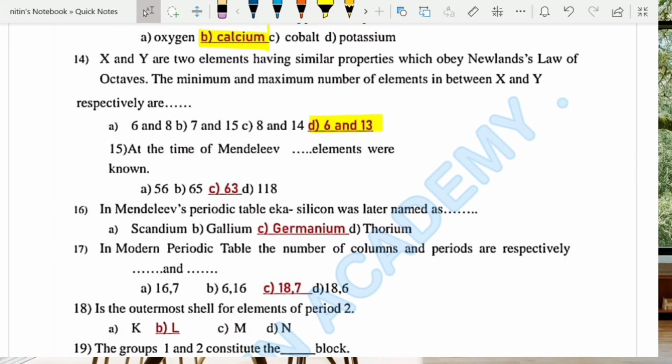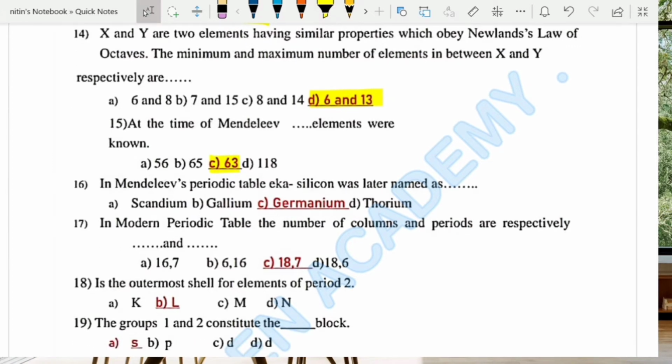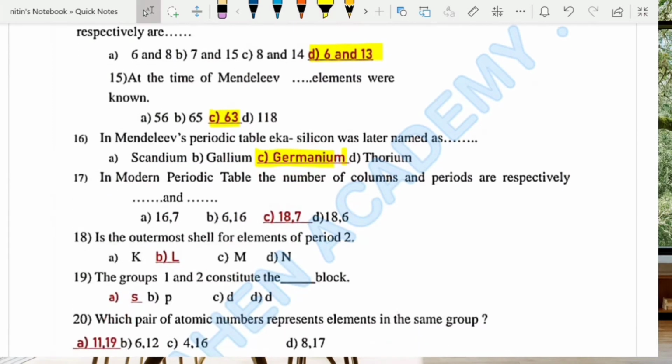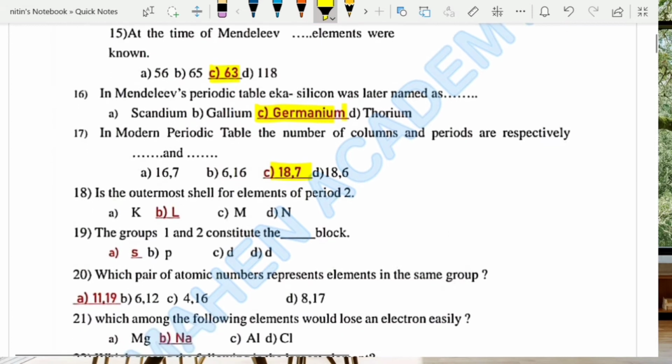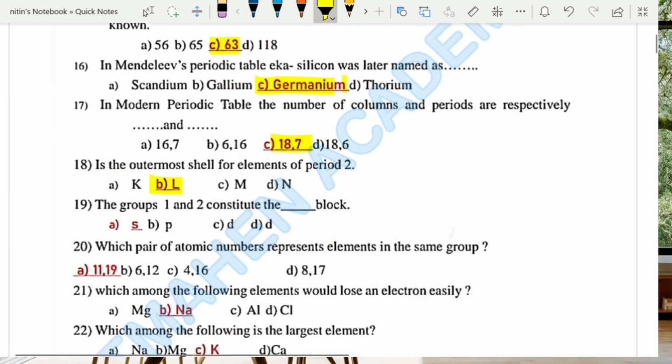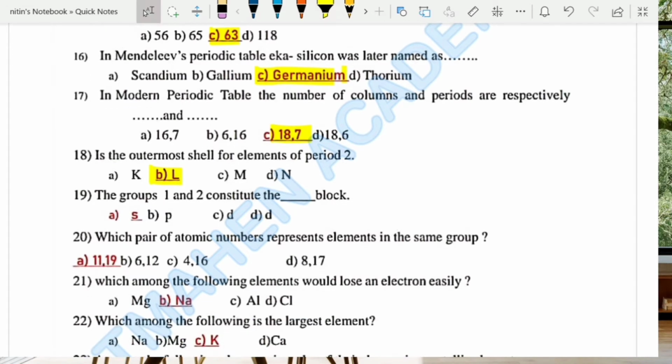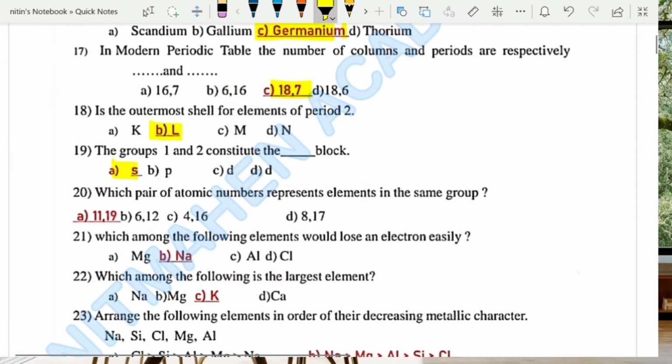At the time of Mendeleev, the number of elements known was 63. In Mendeleev's periodic table, Eka-silicon was the earlier name; the later name is germanium. Next, in the modern periodic table, the number of columns and periods are respectively 18 and 7. The outermost shell of the elements of period 2 is L. Groups 1 and 2 constitute the s-block elements. Which pair of atomic numbers represents elements in the same group? 11 and 19.